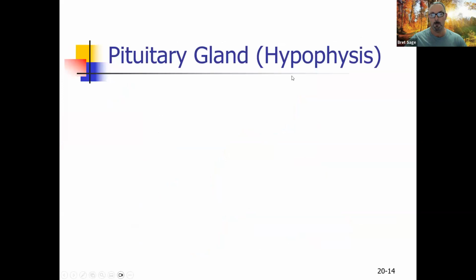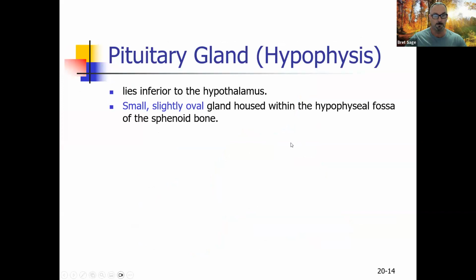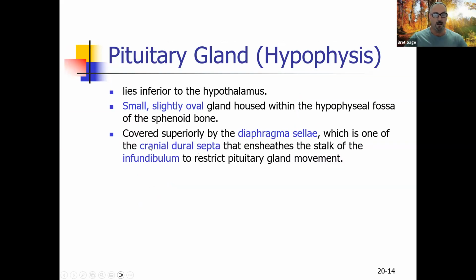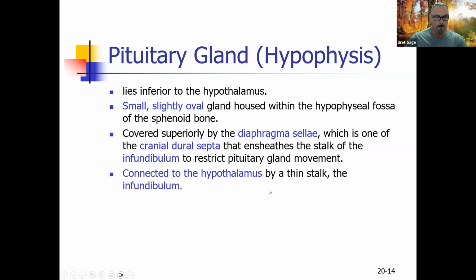The pituitary gland, sometimes called the hypophysis, lies inferior to the hypothalamus. It's a small, slightly oval gland housed within the hypophyseal fossa of the sphenoid bone. It's a little indentation of the sphenoid. It's covered superiorly by the diaphragma sellae, which we covered earlier in this class, which is one of the cranial dural septa that I mentioned, and ensheathes the stalk of the infundibulum to restrict pituitary gland movement. Connected to the hypothalamus by a thin stalk, the infundibulum.